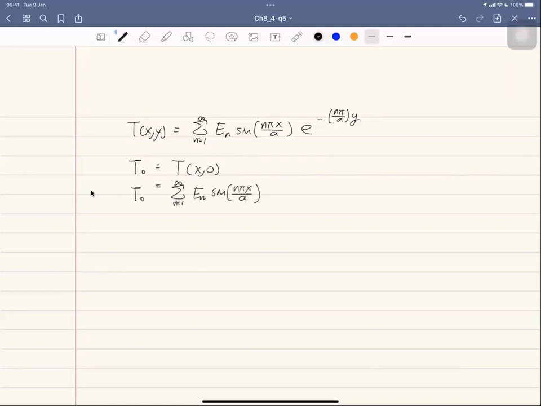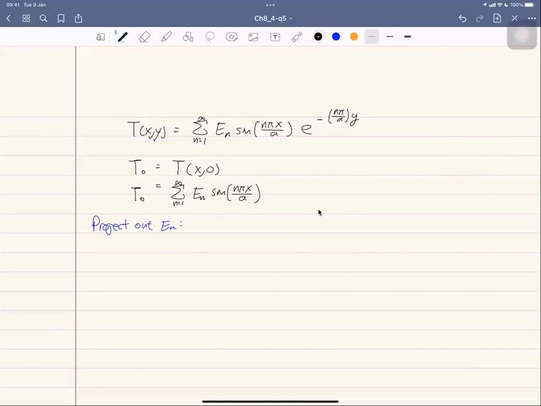All right, good. What is our goal? Well, with the boundary conditions, we should be able to find all the unknown coefficients. So our goal is to find E_n, all right? So here's the trick, right? The trick is called projection. We're going to project out E_n. And how do we do that?